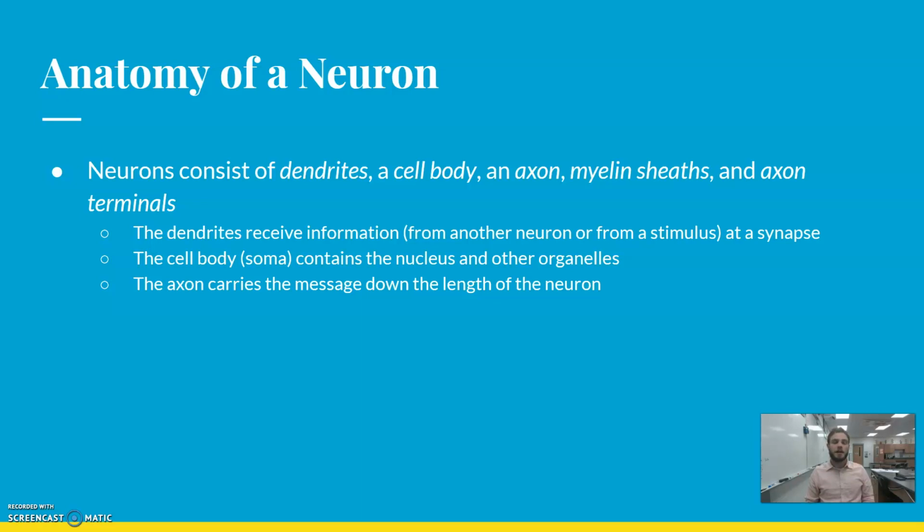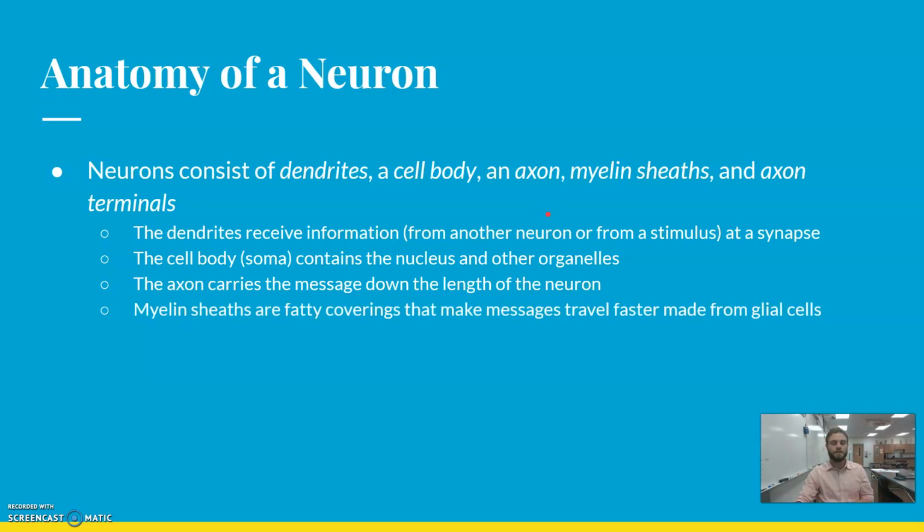So the axon is going to carry the message down the length of a neuron. Your dendrites are going to receive them. They're kind of little spindly branches. That information is then going to pass through the cell body down the axon, which is going to be the majority of the length of the neuron. Myelin sheaths wrapped around the axon make messages travel faster. We'll see that when we take a look at action potentials.